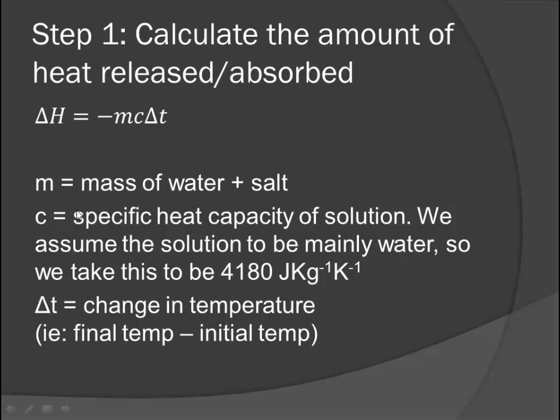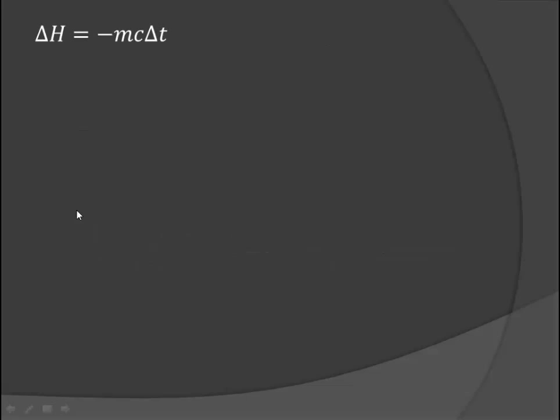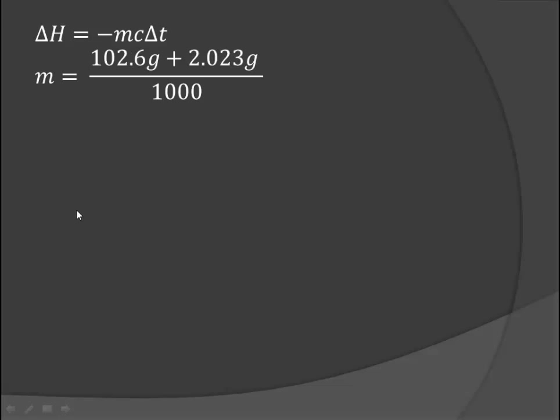Now to make sure that you end up with the correct sign, you need to always make sure that you do the final temperature minus the initial temperature. So the equation is delta H is minus mc delta T. Mass in this case is 102.6 grams, that's the mass of the water, plus 2.023 grams, which is the mass of the salt. We need to convert this to kilograms, so I've divided it all by 1,000. So that gives me a mass of 0.105 kilograms.